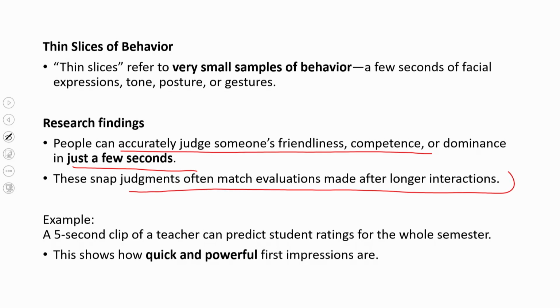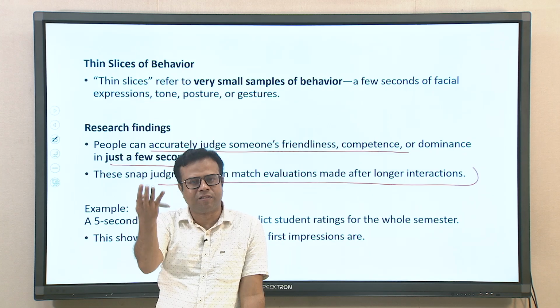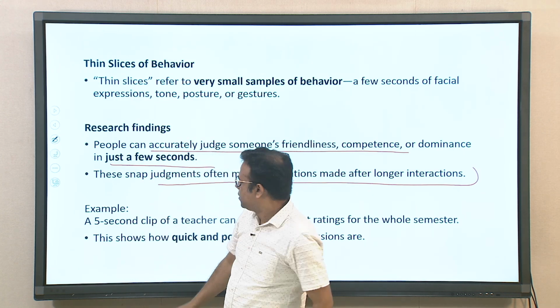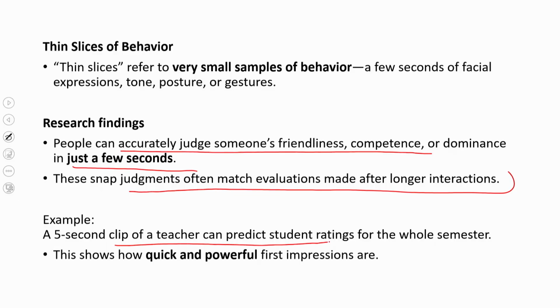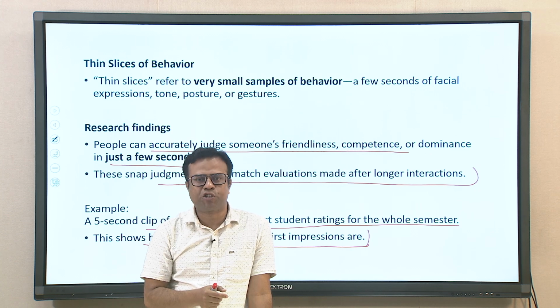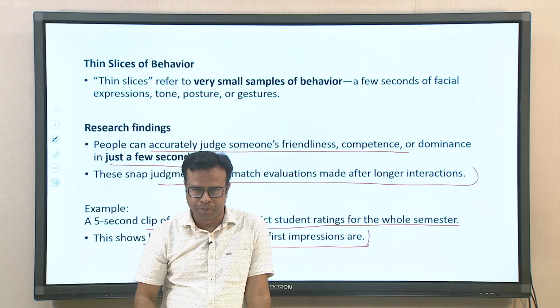Research findings show people can accurately judge someone's friendliness, competence or dominance based on a few seconds of observation, compared with judgments made after long interaction. Research shows that even between people who take a long time to interact and those who take very few seconds, many times the judgments are almost similar, not much different. For example, a 5-second clip of a teacher can predict student ratings of the whole semester. This shows how quick and powerful first impressions are. So, it is not just about accuracy, the thing is that we form impressions very quickly, and they can be very powerful. People may not take very long to make judgments about people.